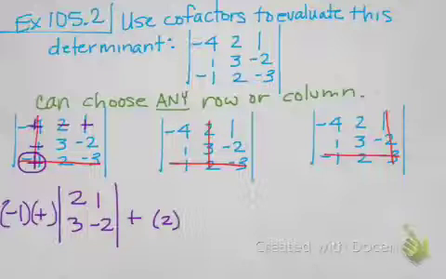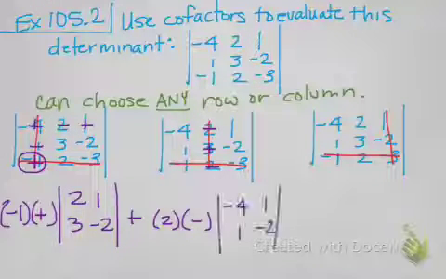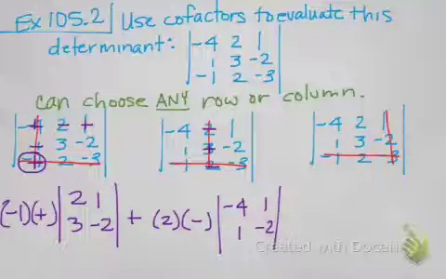So now we go on to our second part. The 2 is crossed out, so that's what we're using. We find the sign: we know that the second column is going to be minus, plus, minus, so the 2 is going to have a negative sign. Then we write the determinant that's left over, the minor, which is negative 4, 1, 1, negative 2.